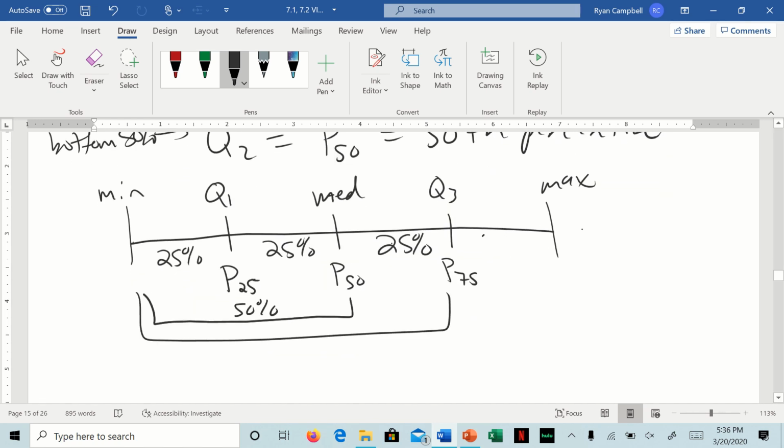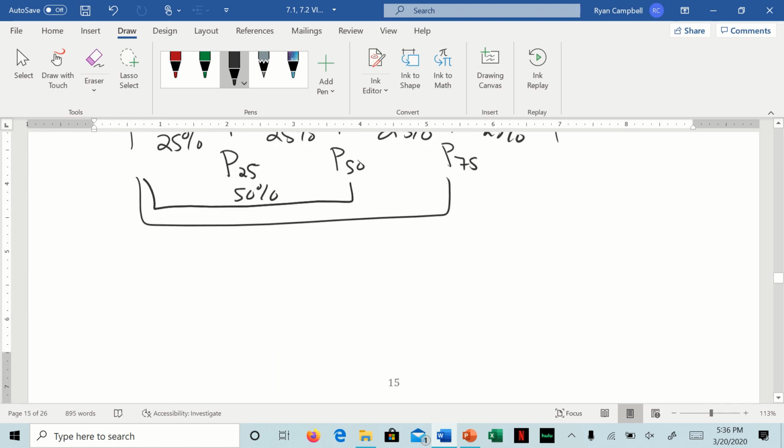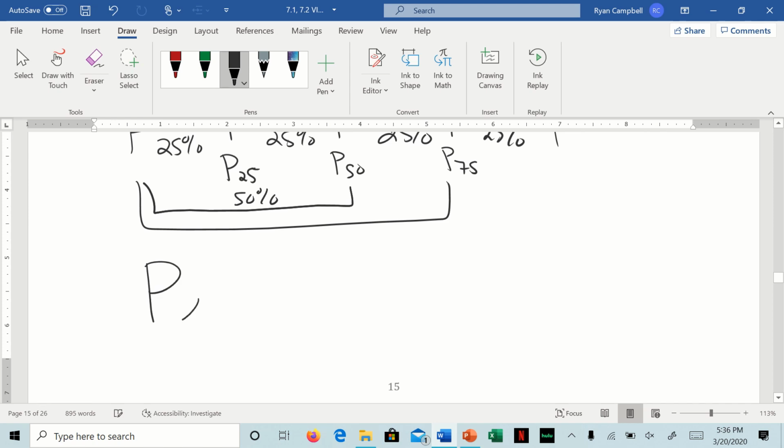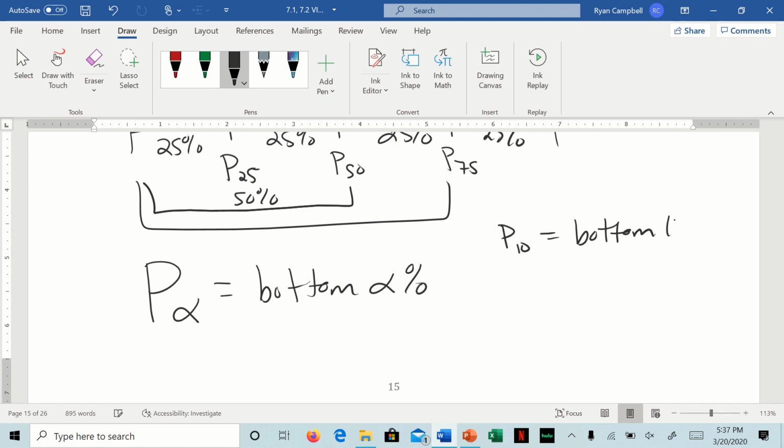All that to be said, that was a long explanation for something very simple, which is this. If you have P alpha, so P with a number on it, that's just the bottom alpha percent. So it gives you the bottom alpha percent. If we had P10, that's the bottom 10%. If it's P86, that's the bottom 86%. So percentile gives you percentage. Makes sense, right?